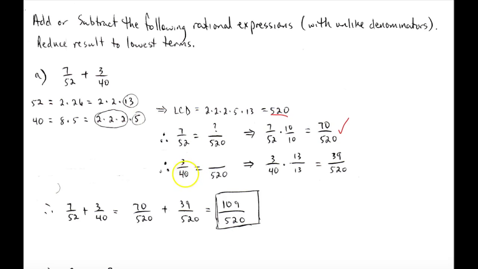Of course, here we know that 40 goes into 520 13 times. So 13 times 3 is 39. So hence we have our equivalent fractions, both with a denominator of 520. And so we just rewrite and then add the numerators, and we get 109 over 520.